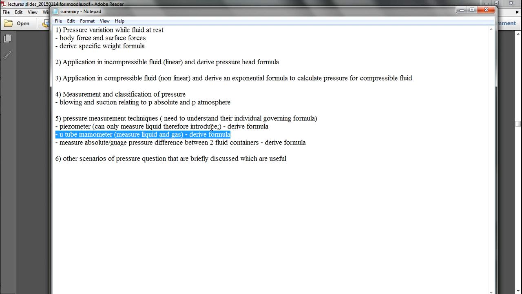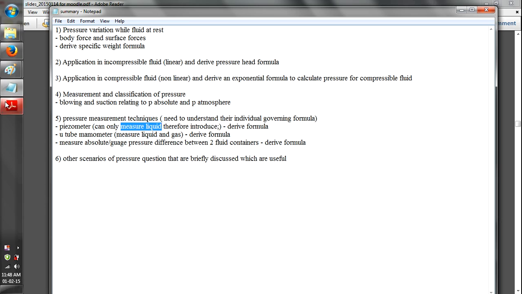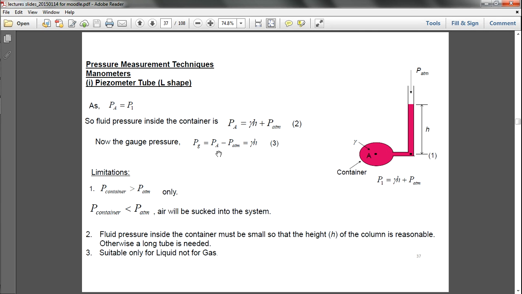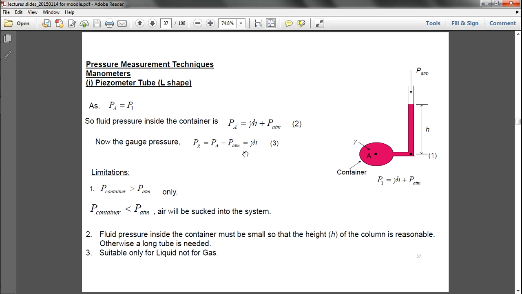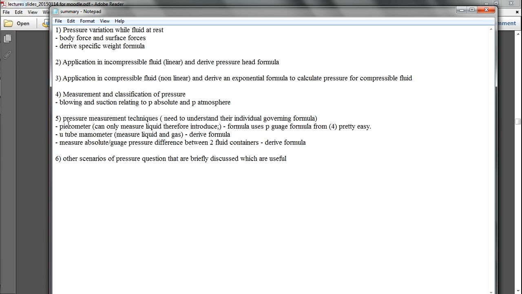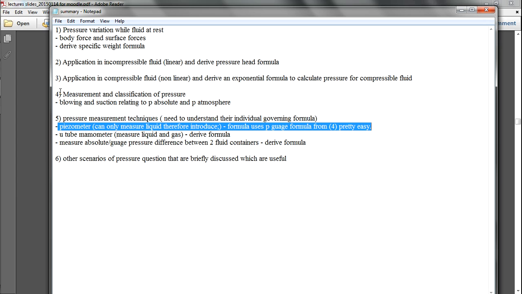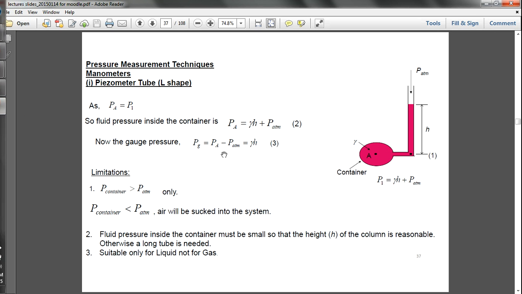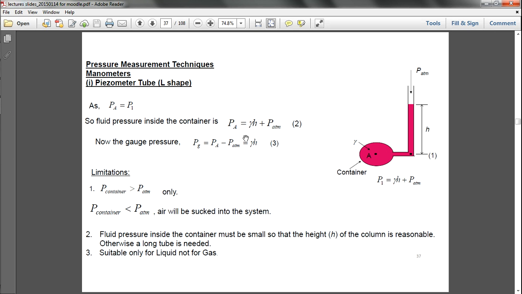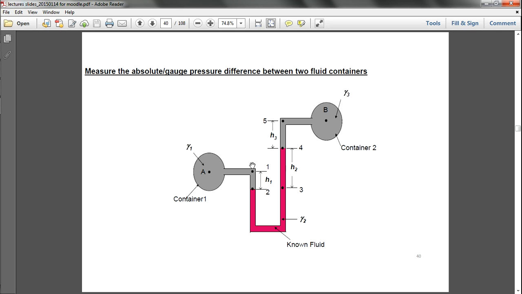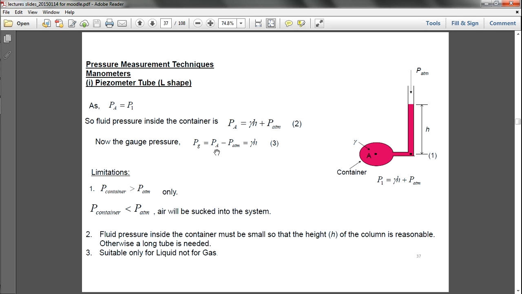As mentioned earlier, the piezometer measures liquid only, and it uses the simple absolute and gauge pressure formula. Maybe I should update that over here also. So for the piezometer, it uses the P gauge formula from number 4. It's pretty easy: it's just P_A, the pressure at point A, minus the atmospheric pressure, and you get the gauge pressure. Typically you would always use this in calculations, so this is the formula that is always being used.